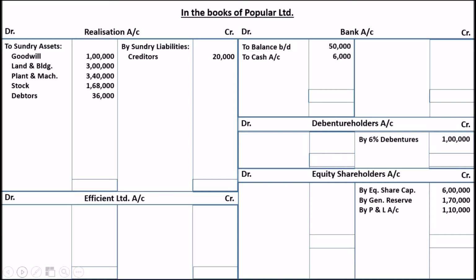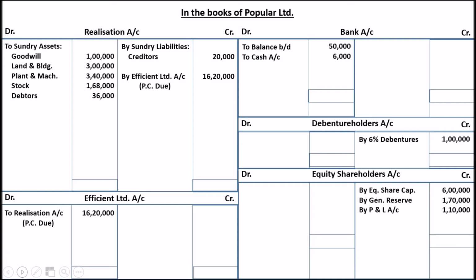Now the entire balance sheet has been brought into the books of accounts. The next step will be the entry for purchase consideration due. Entry will be Efficient Limited account debit to realization account 16,20,000, which was the amount of PC calculated by us. The corresponding credit effect in realization account will be by Efficient Limited 16,20,000.